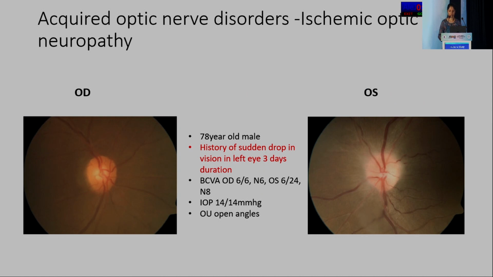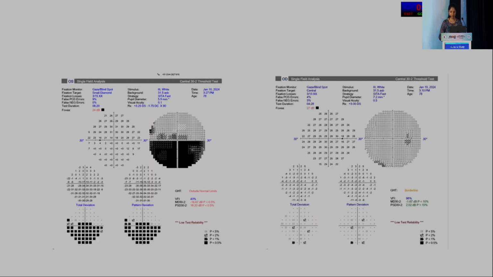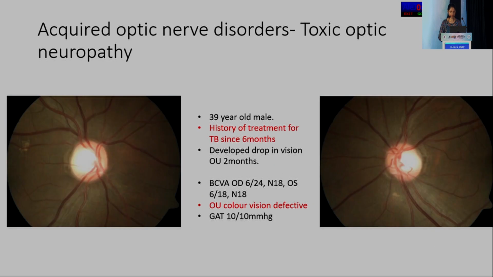Other optic nerve disorders which are acquired can cause visual field defects similar to glaucoma. This is a disc photograph of a 78-year-old male coming with a sudden drop in vision in the left eye. As you can see from the disc picture, there is a pallor of the disc with some blurring of the margin superiorly, and the visual field test is showing an inferior altitudinal defect.